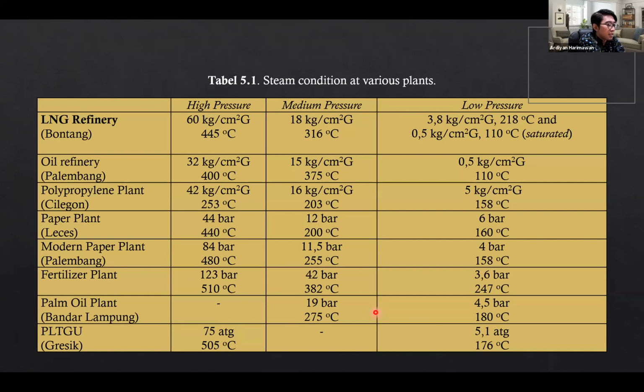So I think in the diktat and also in this slide, you can see different types of plant. We have LNG in Bontang, and then oil refinery, polymer, and paper, and also palm oil. You can see what their requirements for the steam condition are. This is the example of various plants using different steam conditions. Some use high pressure, medium pressure, and low pressure. Some only use medium and low pressure, and some only use high pressure and also low pressure, depending on the demand of those types of plant.